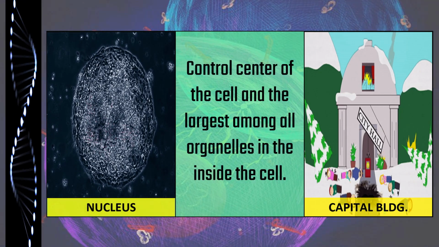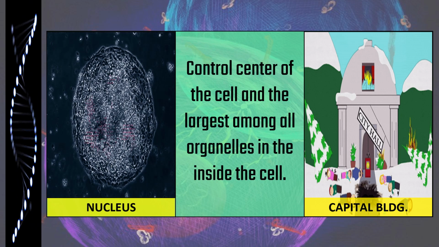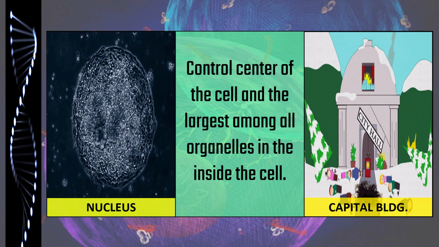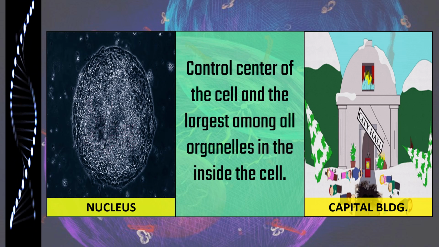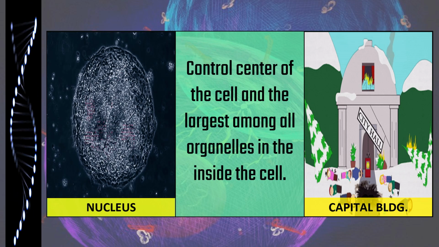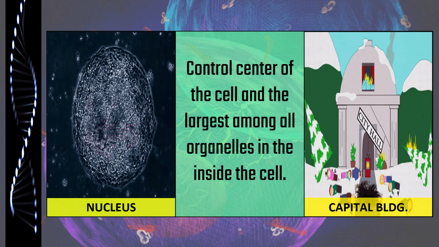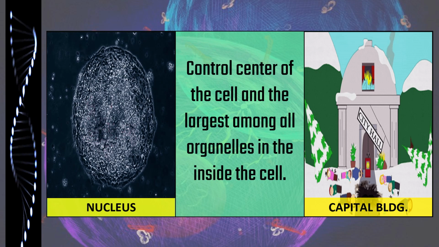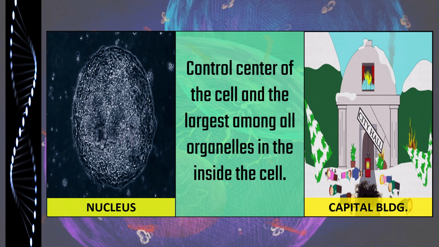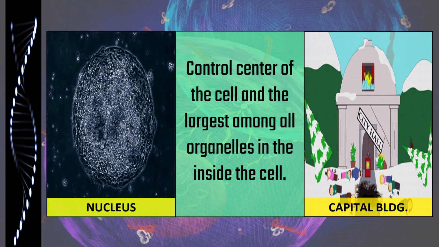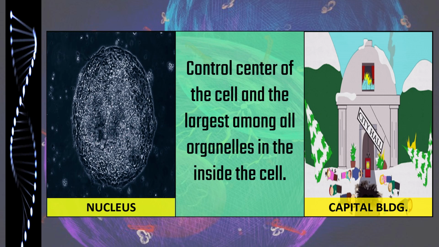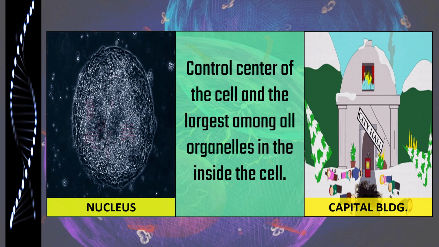The third and the last major organelle of the cell is the nucleus. It is the control center of the cell and the largest among all organelles inside the cell. It is like the Capitol building of your city, meaning all information being disseminated to its people is from there. It has a nuclear membrane that envelopes the nucleus and protects the nucleolus, which is vital for ribosome production.